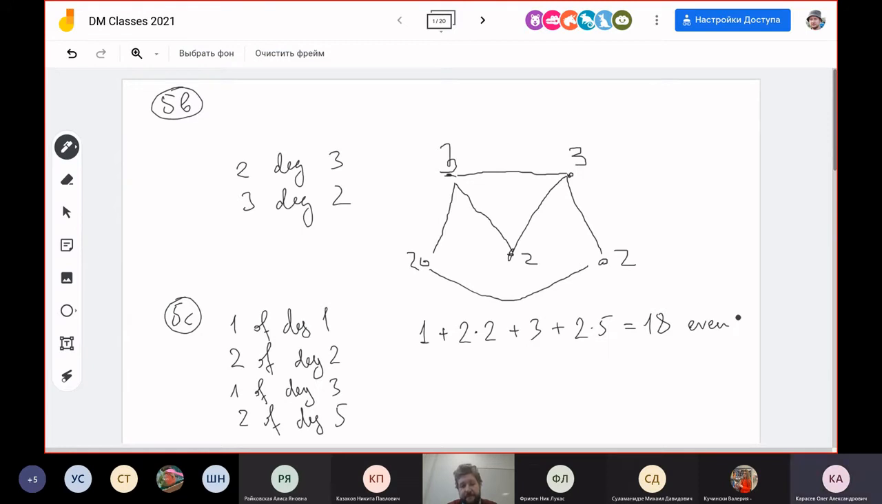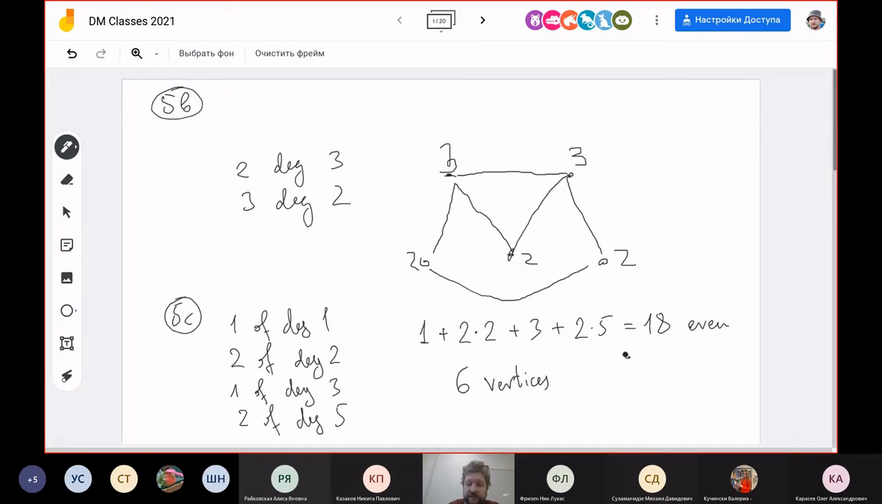Why? Because there are two vertices of degree 5 and one vertex of degree 1. It could not be. Yes, we do not consider multigraphs here. So what is the total number of vertices? It is 1, 2, 1, 2. This is 6, right? So there are 6 vertices.